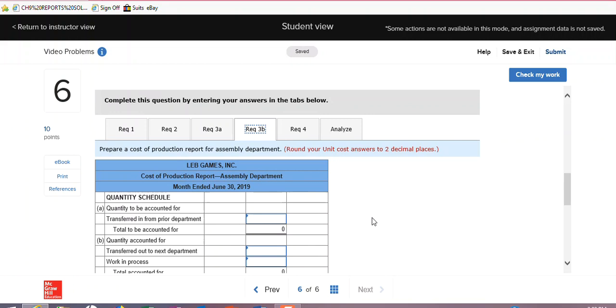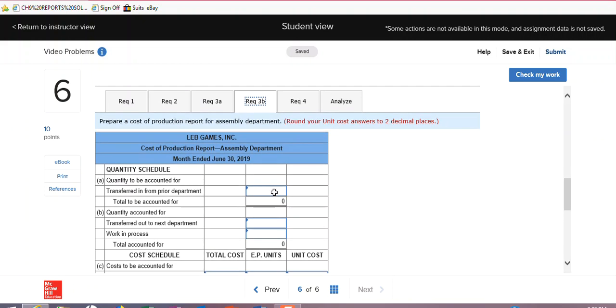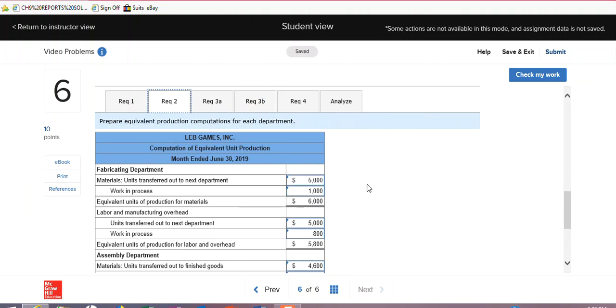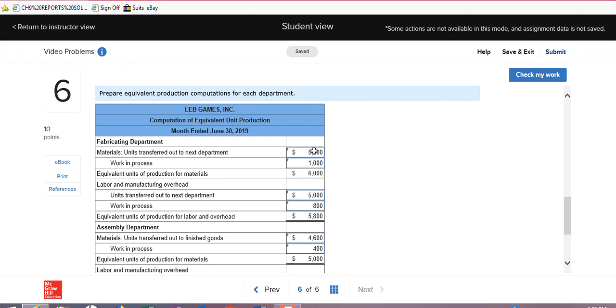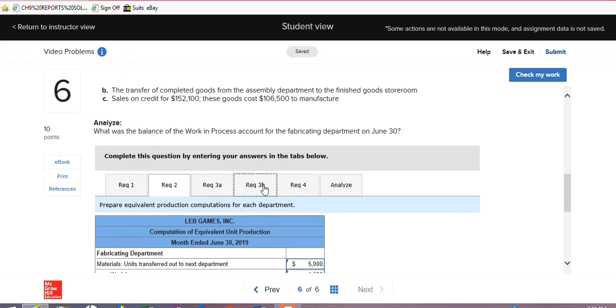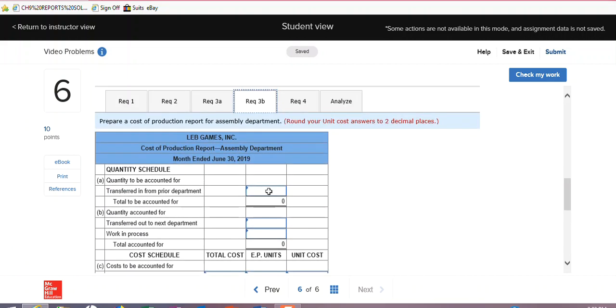3B is the same thing. It's just a chart for the assembly department. So we're gonna get a lot of this stuff from the requirement 2 tab, and then some from the top. All right, so transferred in from prior department, I believe that was 5,000 units. Yes, they came out of the fabricating department, went into the assembly. So they were transferred in.